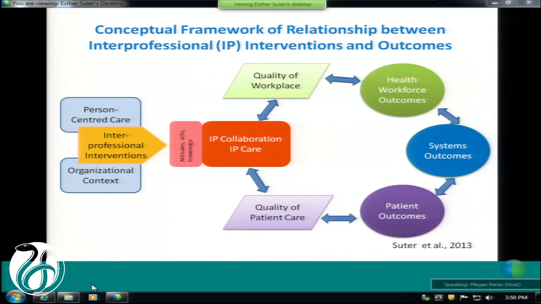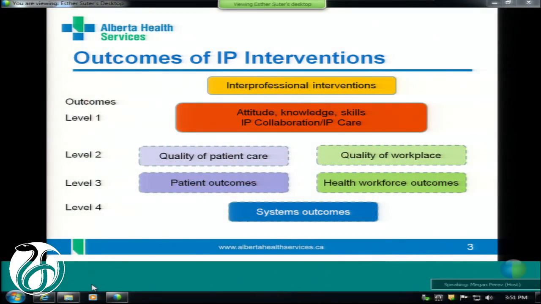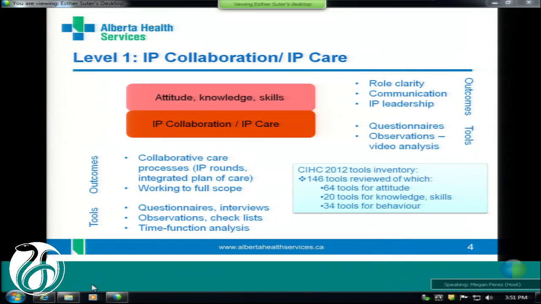So again, I apologize for this fairly simplistic approach, but what I would like to do now is just run you through the different buckets of outcomes and discuss in a bit more detail what we can measure, how we can measure, and what the potential challenges are. So this is basically the same picture again in a little bit more linear way, and so I will continue to talk about the different levels of outcome.